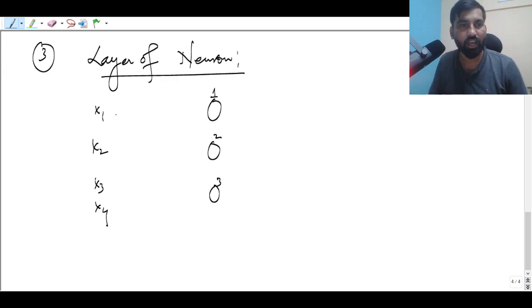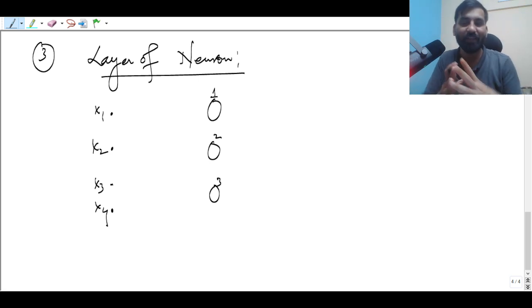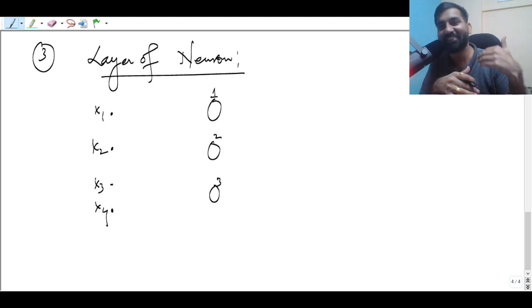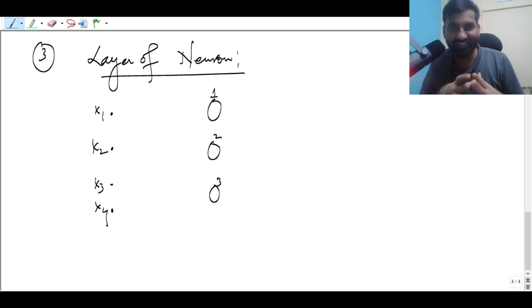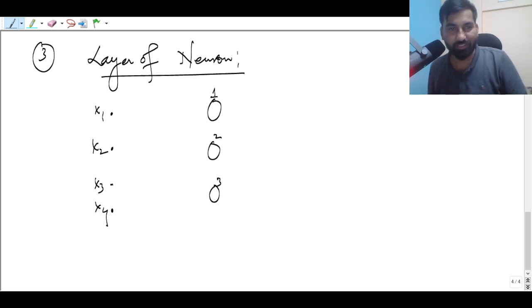Now suppose these are the inputs, x1, x2, x3, x4. And what is the job of a neuron mathematically? As I told you, the neuron takes the input, multiplies with the weight, and just adds. If suppose bias is 0, it is going to perform the linear combination. That's it. The weight times the input gives the output. Understand? So please do remember this.